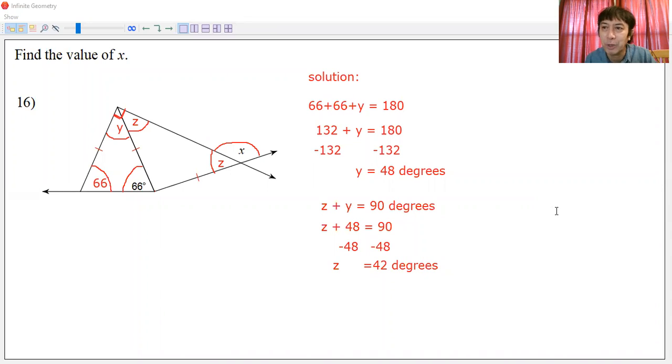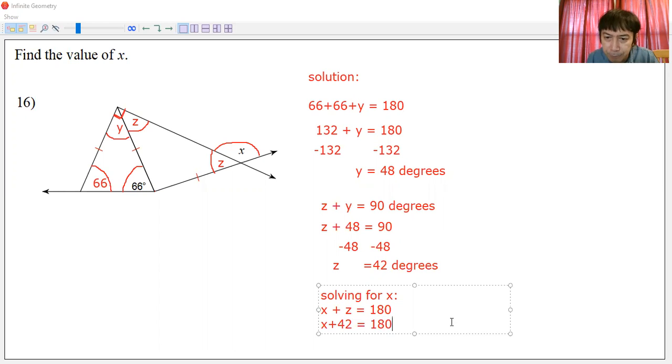Our final equation will be the linear pair x plus z. So here's the last equation, solving for x now. We now have x plus z must be equal to 180. But we already know our z. Our z is 42. So the next line will be x plus 42 must be equal to 180.